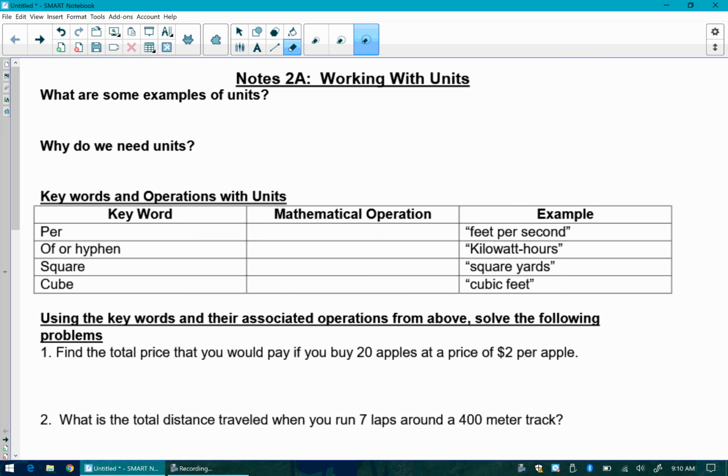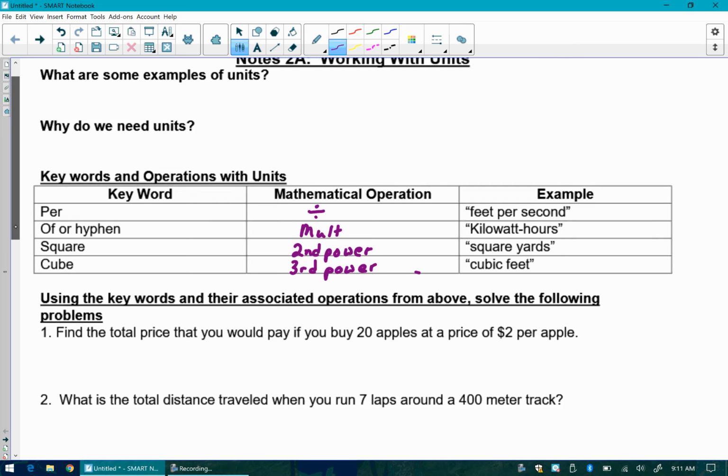So I'm just going to move into the keywords and operations that are associated with particular units. The first one that you see here is the word per. The word per is telling you to divide. Of, or a hyphen, means to multiply. Squaring means that you're raising something to the second power. And cubing means that you're raising something to the third power. All of these are elements that we will be using throughout this section and even moving forward in the rest of this unit. Okay, so I'm going to move on down and do example 1.